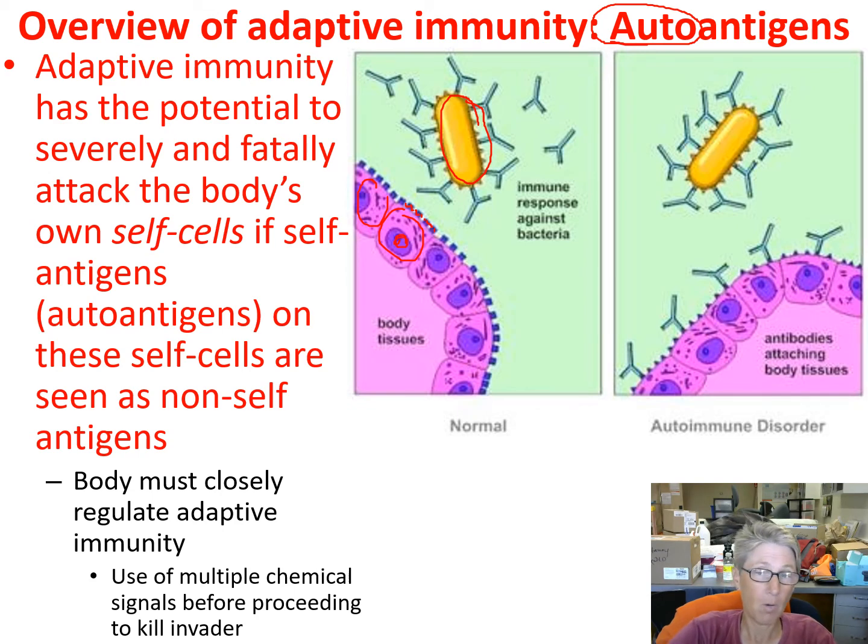But in an autoimmune disease or disorder, these specific antibodies will attack these specific epitopes on this bacteria. But these antibodies will also, look what happens, they also attack your cells. That's an autoimmune disorder. So your body has to closely regulate adaptive immunity, or you can get an autoimmune disorder.